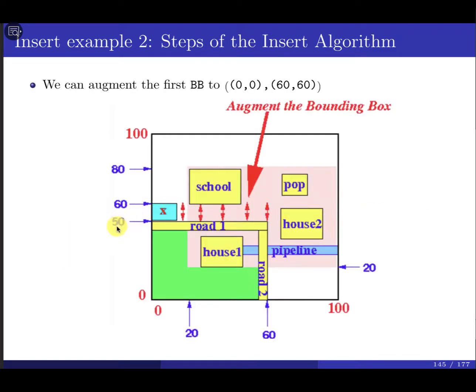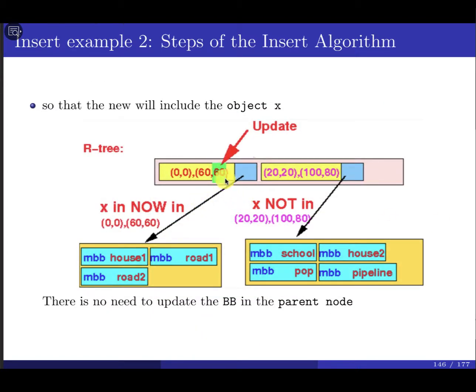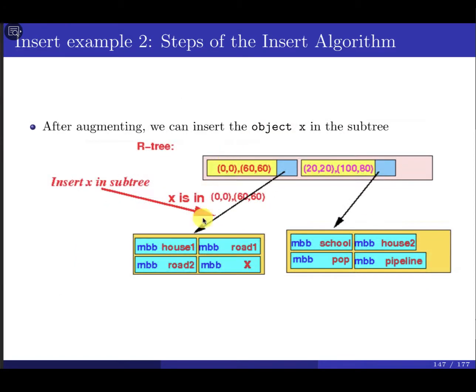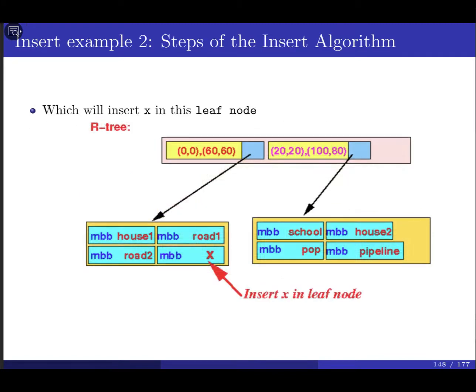So in this case, I augment this one, or increase the size of this bounded box 1. Now I update the space, I will say the area of the coordinates here, actually the upper right corner. Now this one contains the new object, then I can store it within this object.